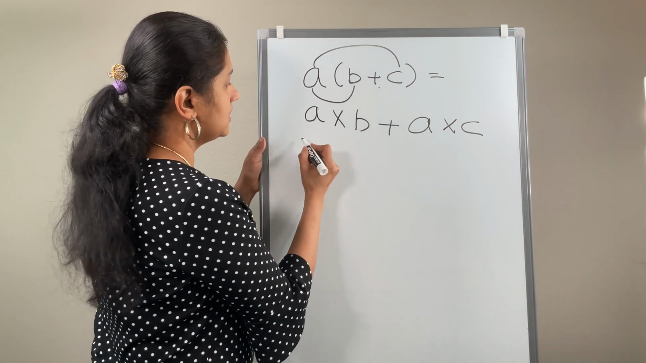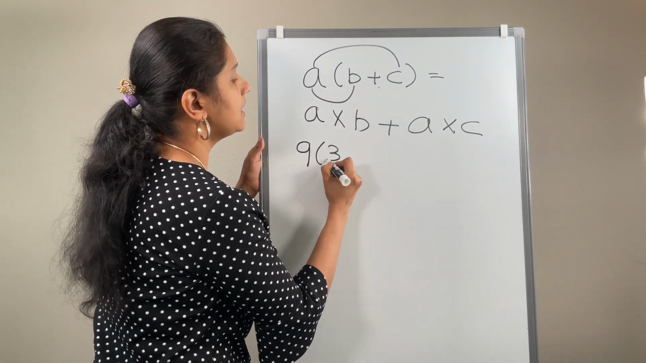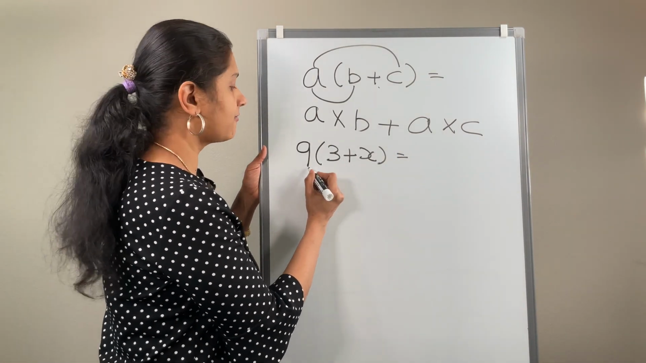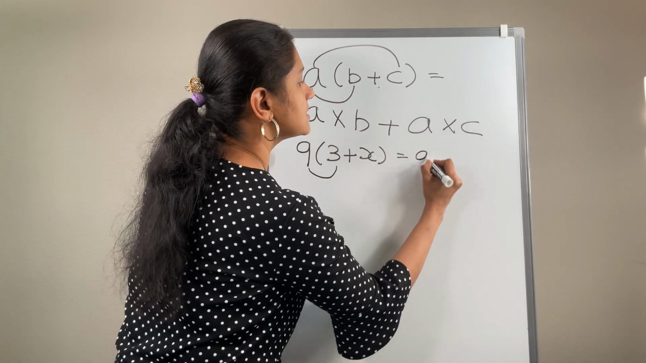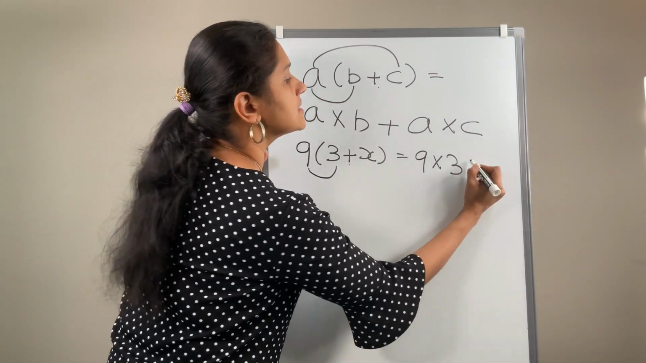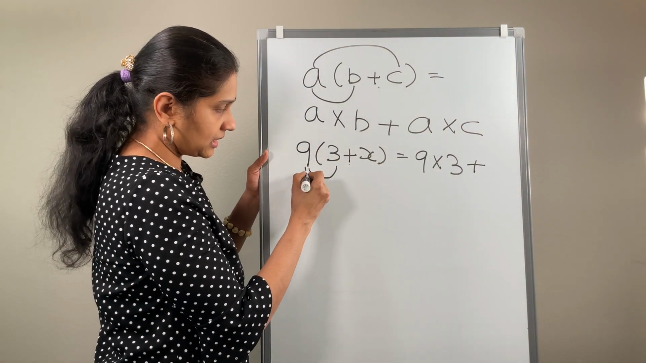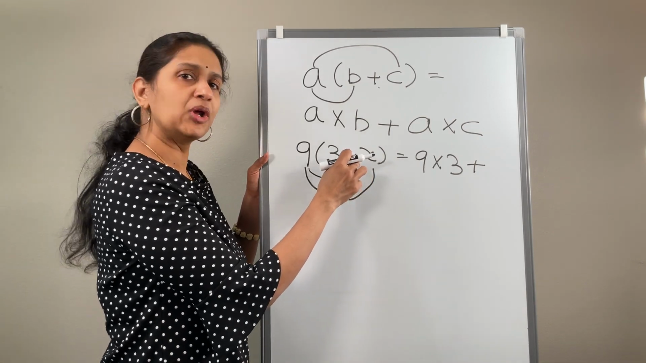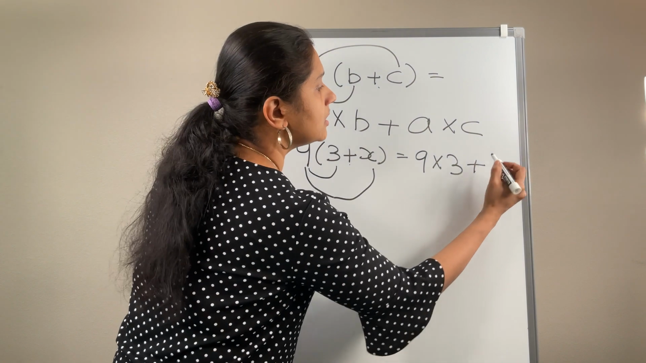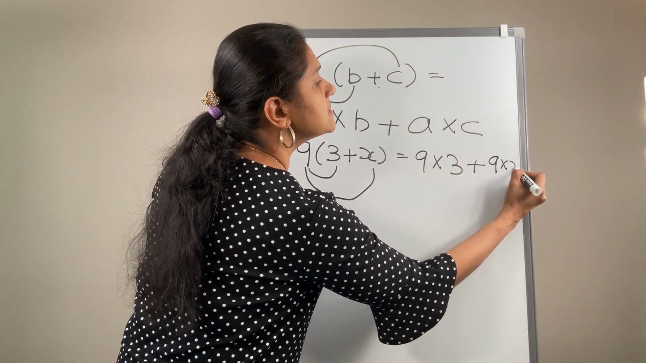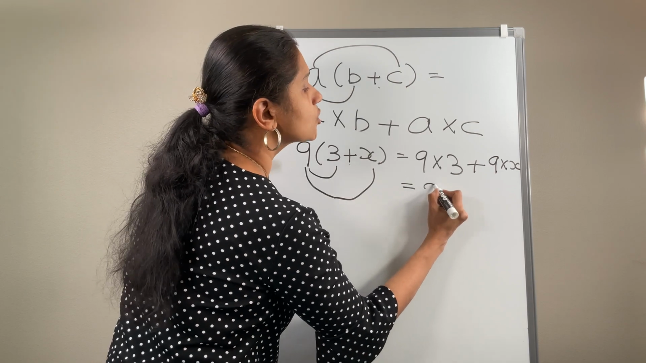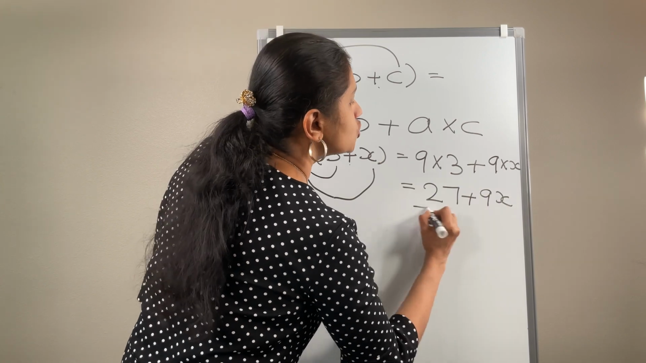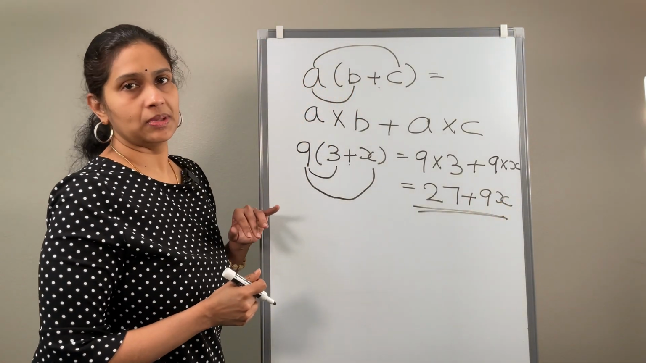Consider another example, 9 times (3 plus x). Now we need to multiply the number outside the parenthesis with the first number inside the parenthesis, that is 9 times 3. Then put this addition sign. Now multiply the number outside the parenthesis with the second term, which can be a variable or number or anything. You have to multiply with the second term, which is 9 times x. So what is 9 times 3? It's going to be equal to 27 plus 9 times x is 9x. So 27 plus 9x is going to be the answer.